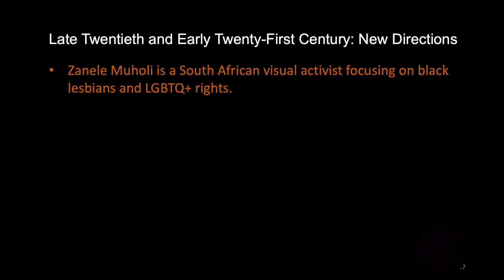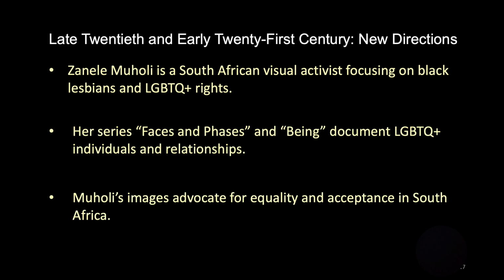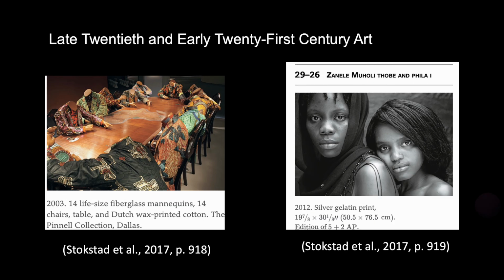Muholi, born in 1972 in Durban, is a visual activist who uses photography and film to combat discrimination against black lesbians and the LGBTQ+ community. Her Faces and Phases series documents LGBTQ+ individuals, while Being picture celebrates the relationships. Through powerful images like Thobeka and Phila 1, Muholi advocates for equality and recognition of LGBTQ+ people in South Africa. Muholi's Thobeka and Phila is depicted in this frame.